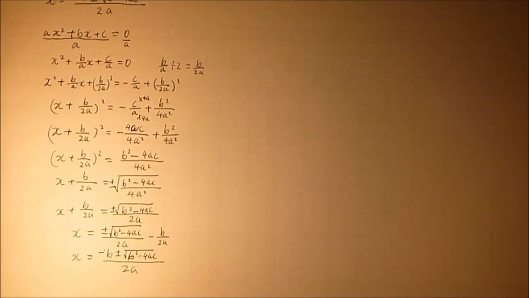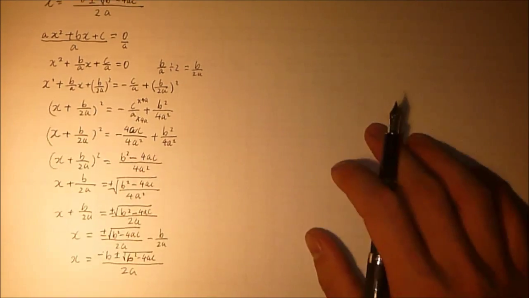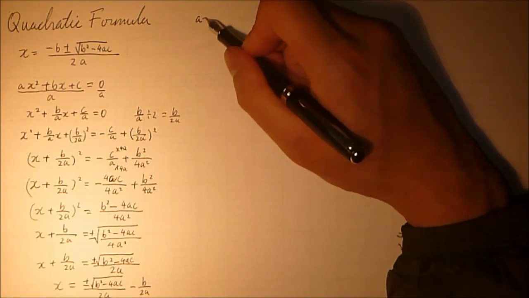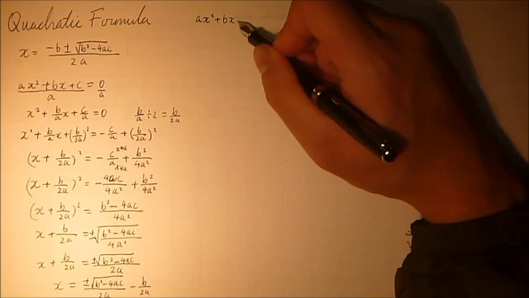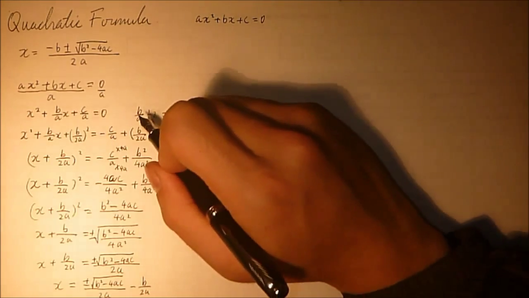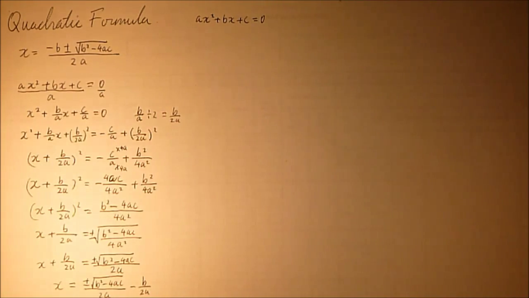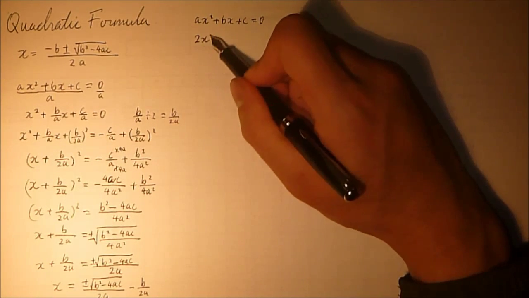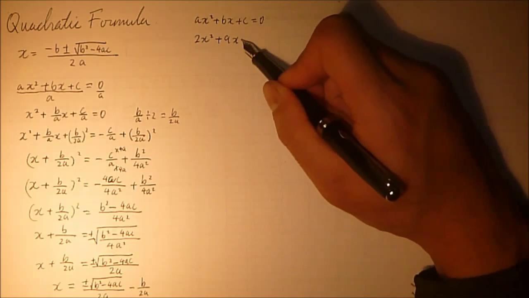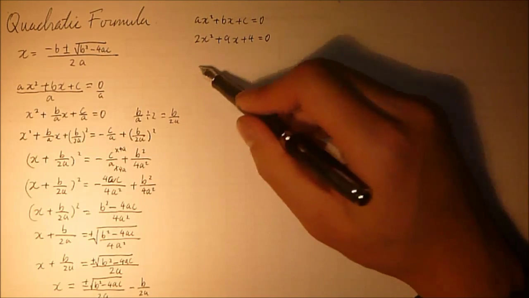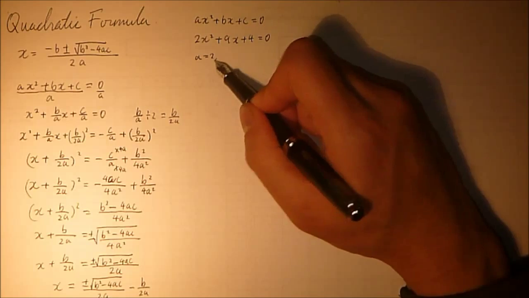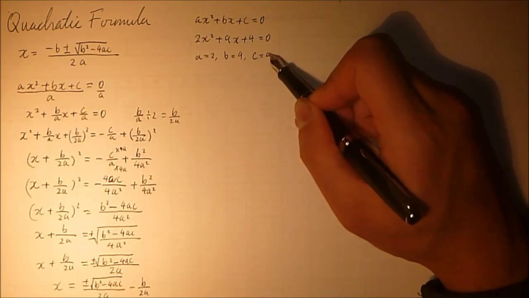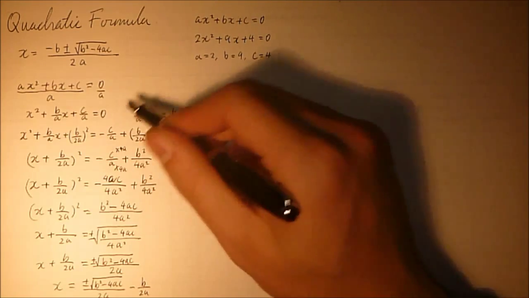To apply this formula, it's very straightforward. Just remember the standard form, ax squared plus bx plus c equals 0. And if we compare any equation to this standard form, say 2x squared plus 9x plus 4 equals 0, you can see that in this case, a equals 2, b equals 9, and c equals 4. Plug the numbers into the formula.